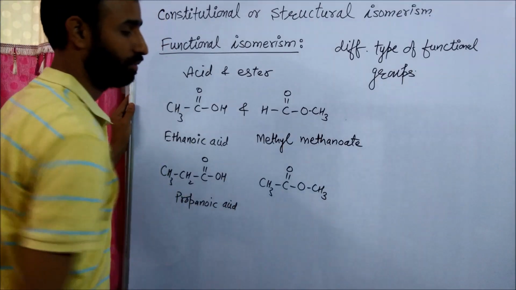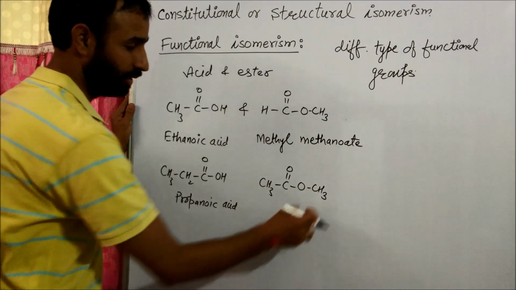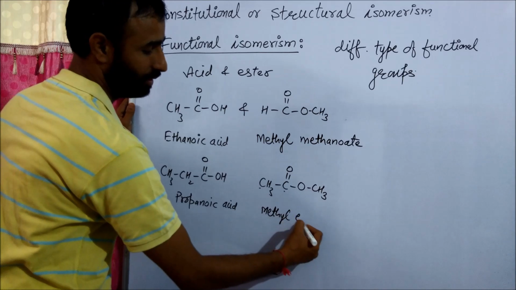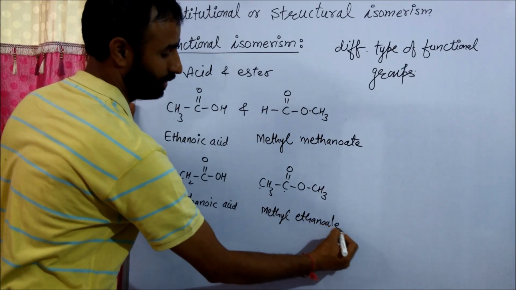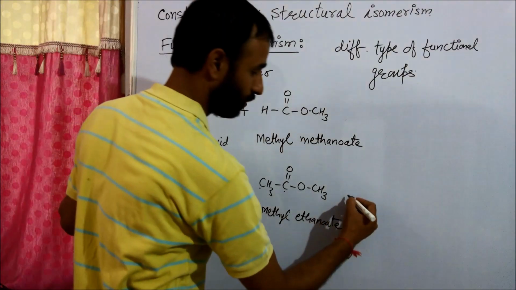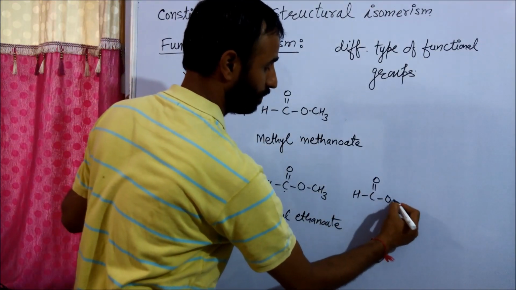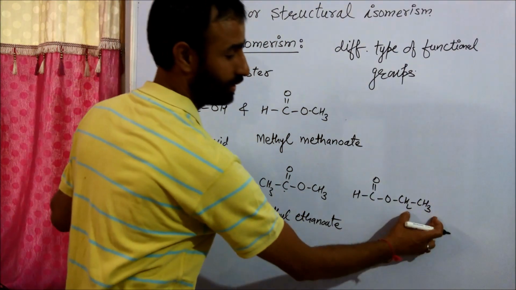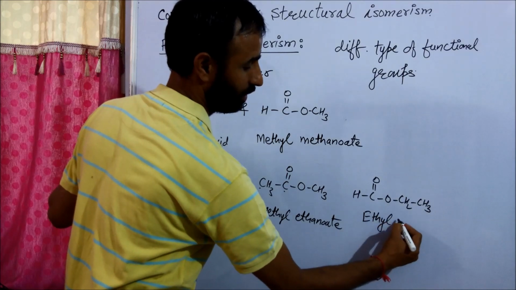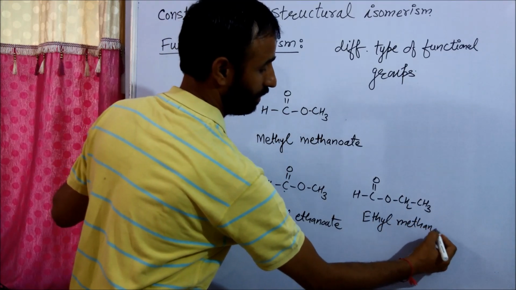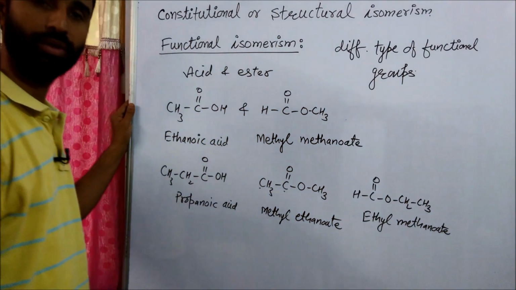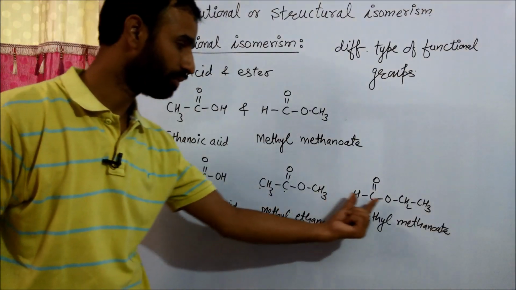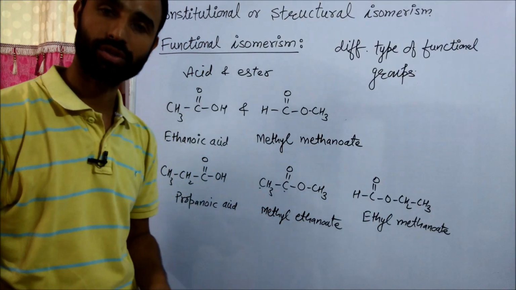Propanoic acid. And what is the name of this compound? Methyl ethanoate. And what about this? Yes, this is ethyl methanoate. So propanoic acid is functional isomer of these esters.